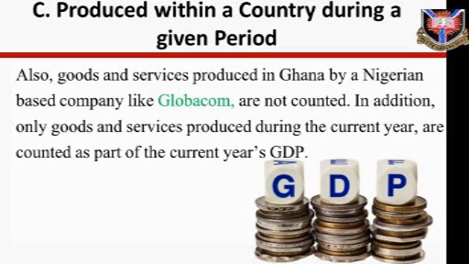Since the house was not produced during the current year, its value, 5 million naira, is not counted in this year's GDP. This is so because the value of the house has already been included in the GDP 10 years ago, which was the year the house was built.